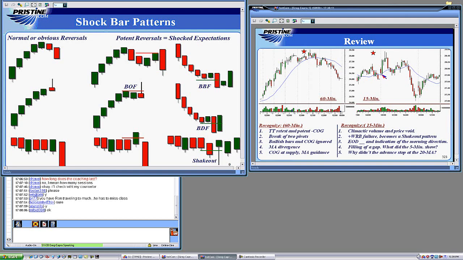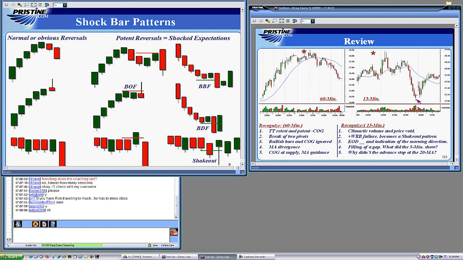Prices retrace back down to the bottom of it. That's bearish. That's not what happens when demand is strong. While we've seen this concept work many times, sometimes it doesn't. If it doesn't, we recognize that and move on. End of day decline, and that reversal was the indication of the morning direction.